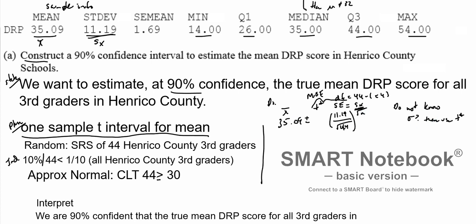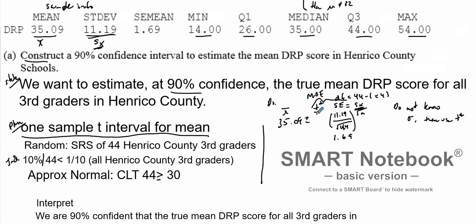From there, we're going to take the standard error, which is our standard deviation of the sample divided by the square root of 44. When you do that, standard deviation of the sample, 1.19, divided by the square root of 44, you get an answer of 1.69, and we'll do that.